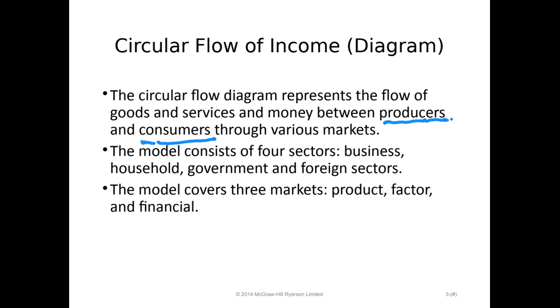The model consists of four sectors: business, household, by household, I mean consumers as well, government, and foreign sector. So these are the four sectors. And then we have three markets: product market, factor market, and financial market. Okay. Let's start this diagram. I'll develop this diagram by starting with only two sectors, and then we add.